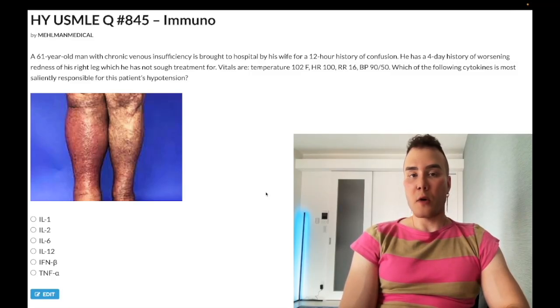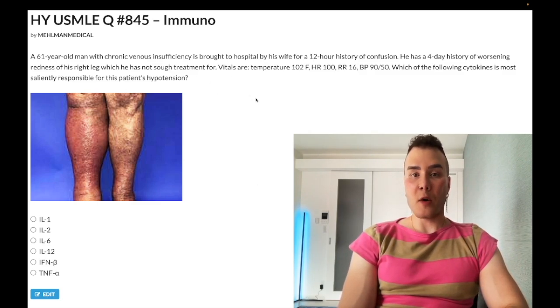We've got a 61-year-old man with chronic venous insufficiency with a 12-hour history of confusion, 4-day history of worsening redness of his right leg that he has not sought treatment for. Vitals are temperature 102 Fahrenheit, heart rate 100, respiratory rate 16, blood pressure 90/50. Question wants to know which of the following cytokines is most saliently responsible for the patient's hypotension.